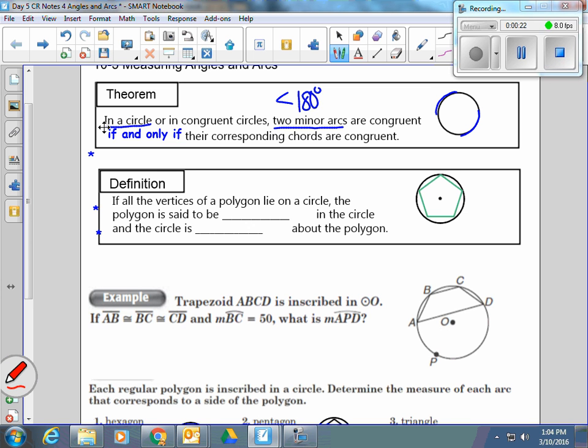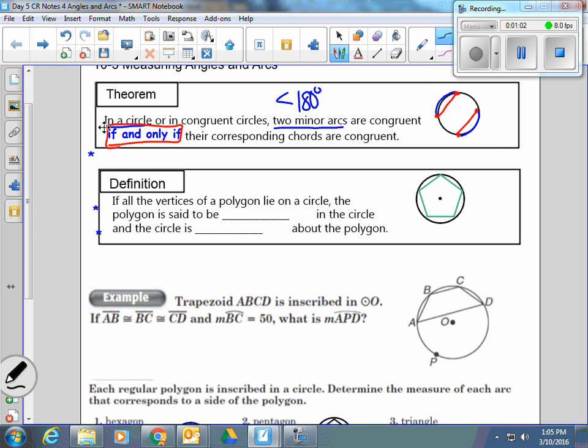And it tells me that these two minor arcs are congruent if and only if their corresponding chords are congruent. What that means is that from here to here, isn't that a chord? And then from here to here, that's a chord. They're saying if those red chords are congruent, then the arcs are also going to be congruent. Which means if those red chords are congruent, they are the same distance from the center of the circle. That's the only way they can be congruent. Okay? They have to be the same distance.